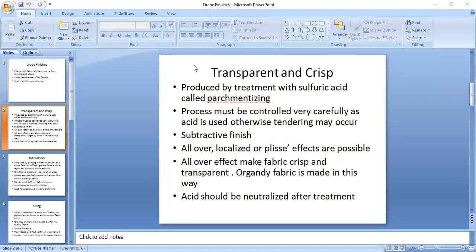The fiber surface is partially dissolved, not fully dissolved. This surface rehardens as a cellulosic film. It partially dissolves and then rehardens into a cellulosic film. And when dry, it is permanently crisp and transparent. Two effects are being obtained. One is the crispness, hardness, and the other is the sheerness, transparency. After the acid treatment, the fabric is neutralized in a weak alkali.